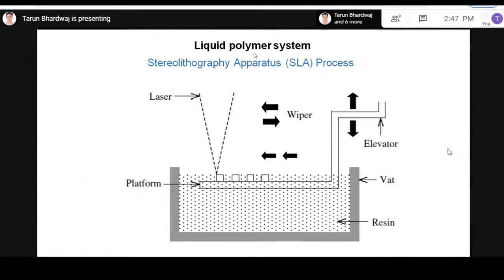So it is basically the liquid polymer system. Here we have a laser. Here we have some platform, and if we have the photopolymerized resin in it, we just cure it by the laser, and the elevator is used to lower down, to make another layer for that particular product. If we have some product, and then we have to make some layer on it, we just lower down by using the elevator. And we have the wipers also, just to remove any extra material in it.